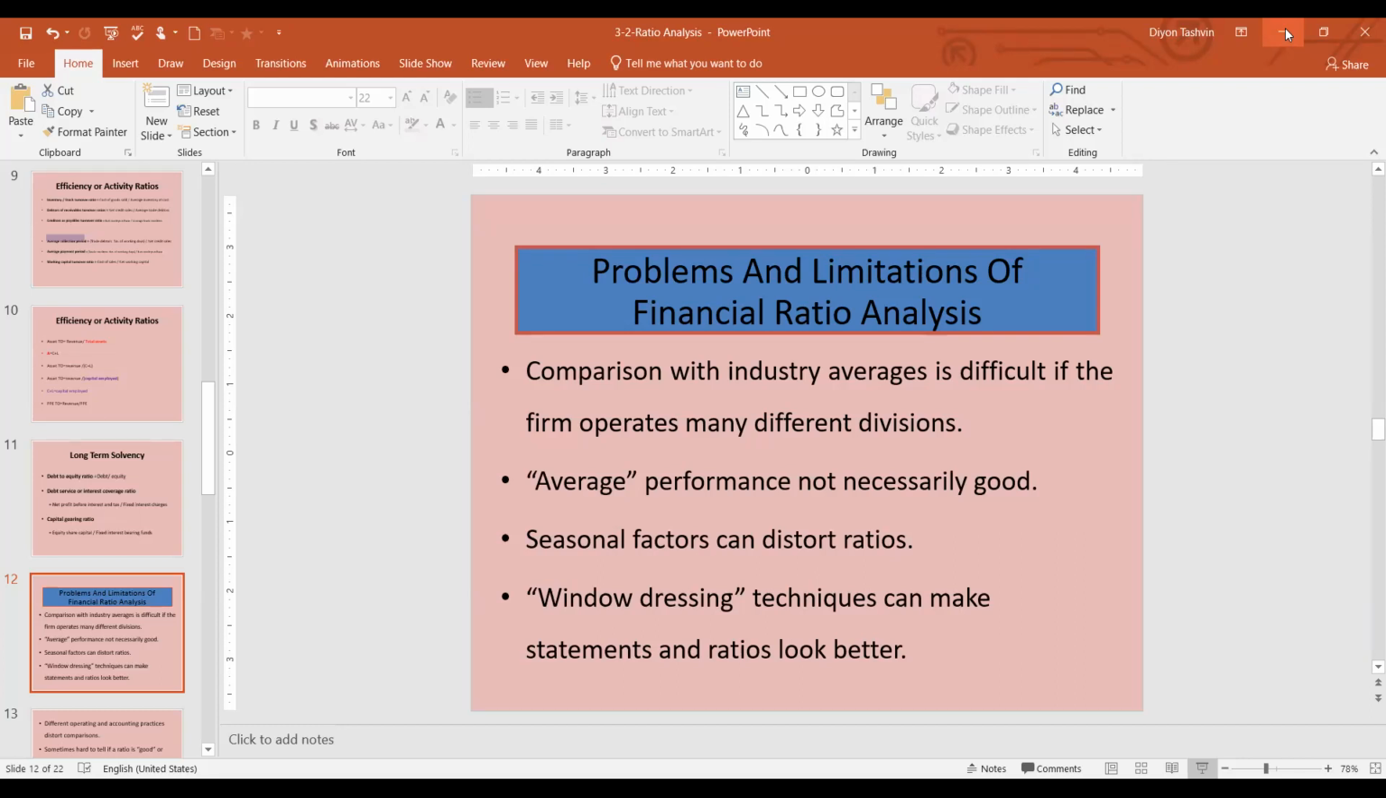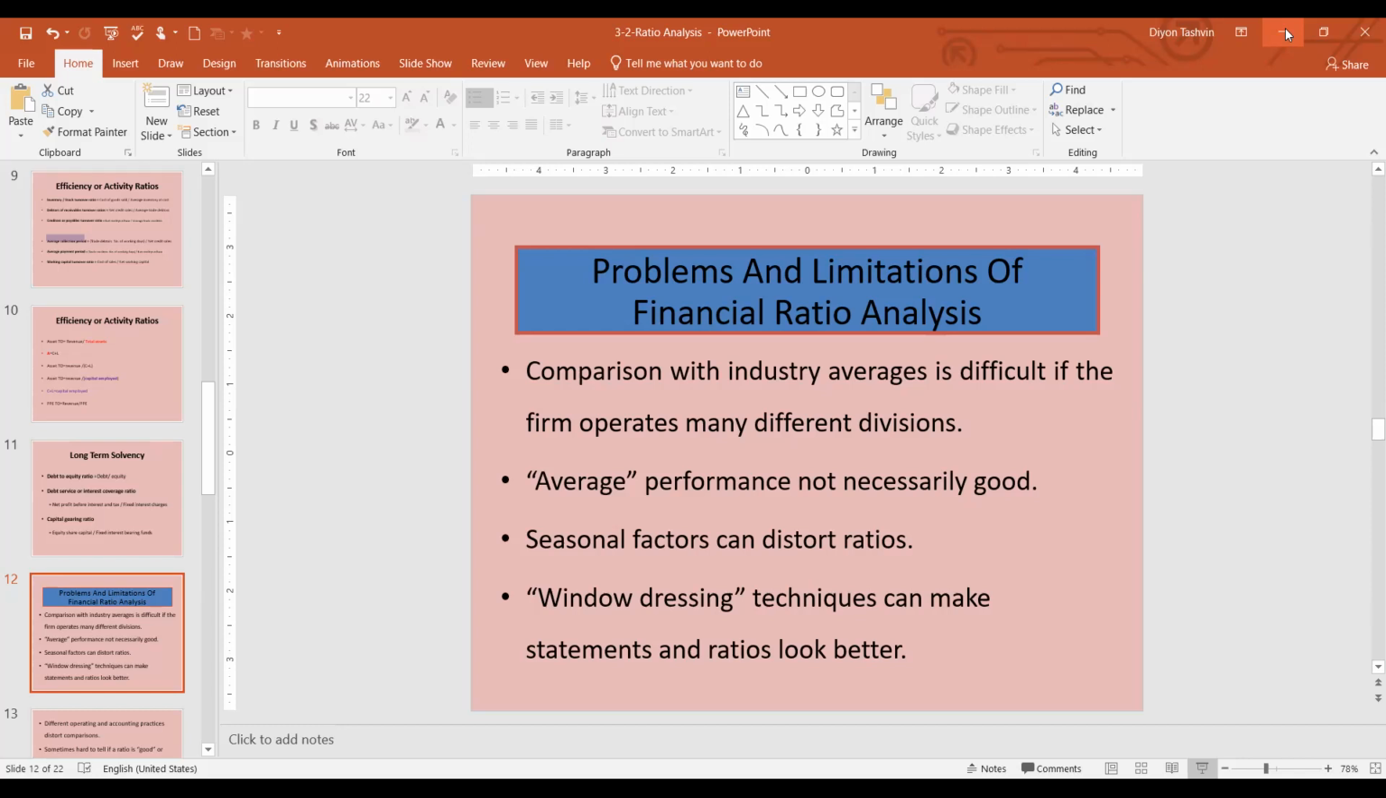Then there's another one. Different operating and accounting practices in different companies may distort the comparison. If a company is using FIFO and the other company is using LIFO, then this comparison may be difficult. If a particular company is using the straight line basis for depreciation and another company is using double-declining depreciation, then the comparison may be difficult. Then we will move to the next one.